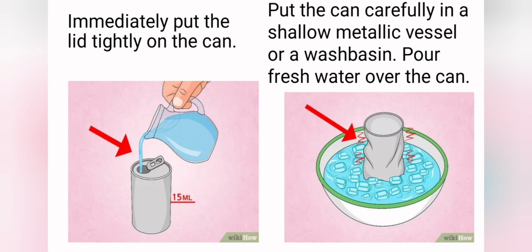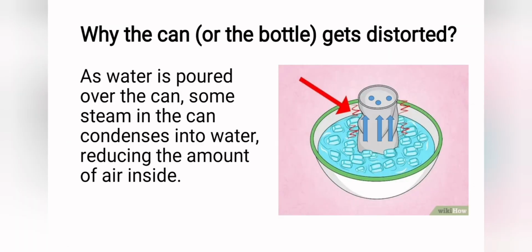Then, immediately put the lid tightly on the can. Put the can carefully in a shallow metallic vessel or a wash basin. Pour fresh water over the can. Now, observe the result. Why does the can get distorted?